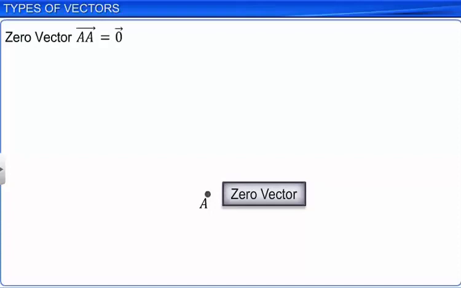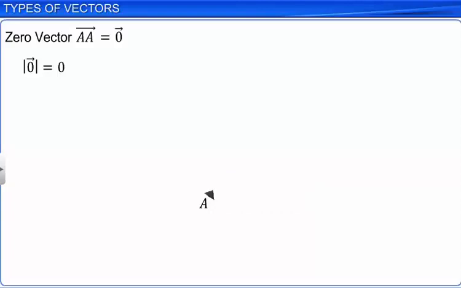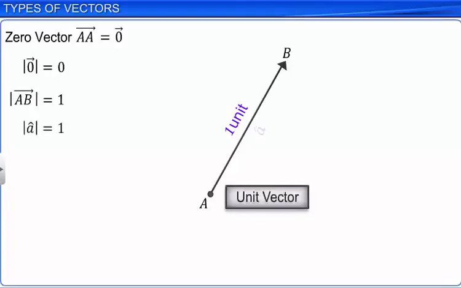A zero vector is denoted by 0 with an arrow above it, since the length of the line segment forming a zero vector is nil. The magnitude of a zero vector is 0. A zero vector has no fixed direction. A vector whose magnitude is 1 is called a unit vector. A unit vector is represented as shown.